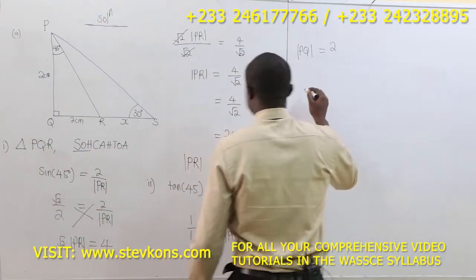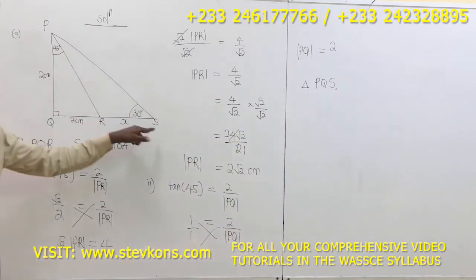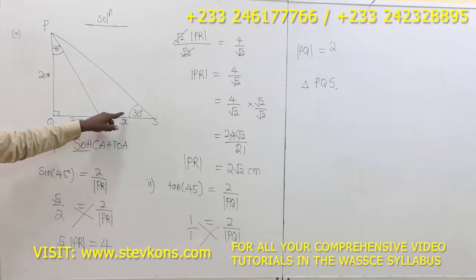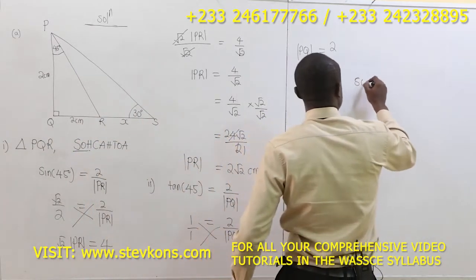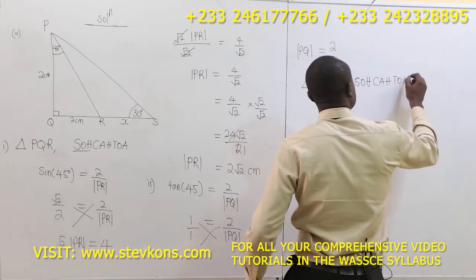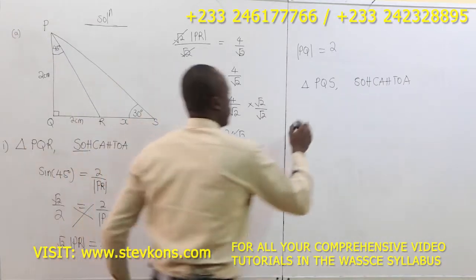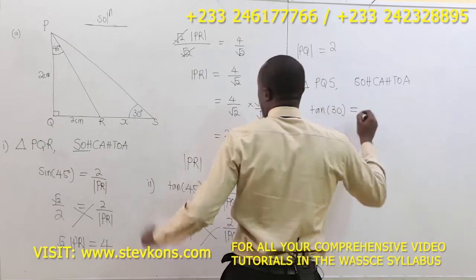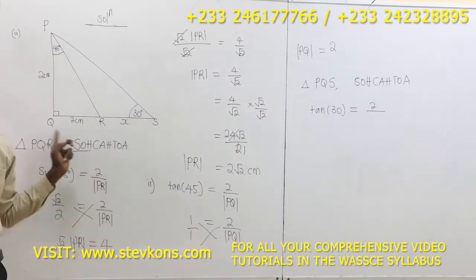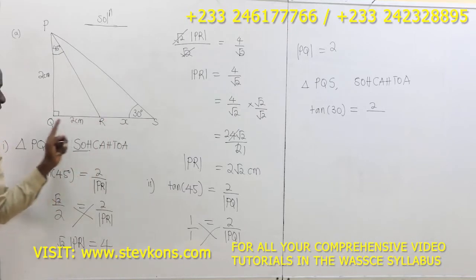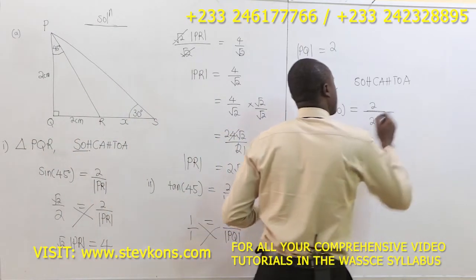Now let's consider triangle PQS. To find this side, look at it. We have opposite over adjacent, so tan 30. So still on SOHCAHTOA, tan 30 is opposite over adjacent. What is the opposite? The opposite is 2 over the adjacent. What is the adjacent? It's QS. And what is QS? QS is 2 plus X, the length from Q all the way to S, where the X is our RS.